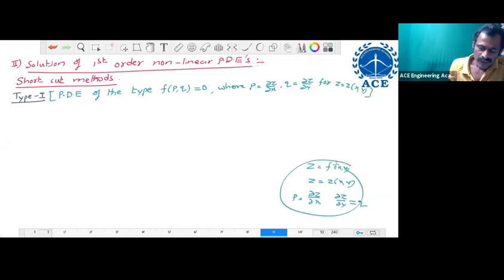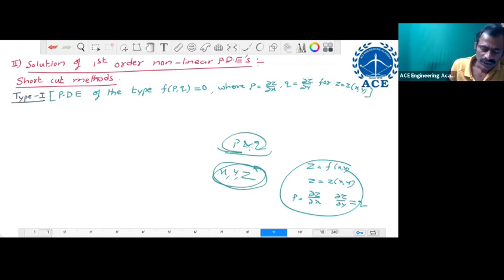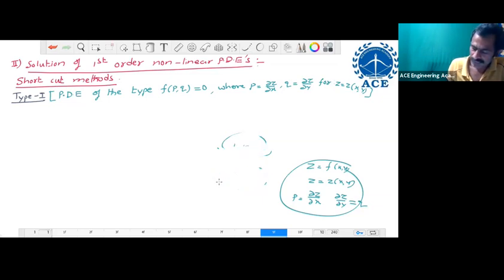Now here, the first type is the partial differential equation of the type f of p comma q equal to 0. That is, the partial differential equation contains only p and q, no x, no y, no z. The differential equation will be free from the three variables x, y, z. This is the first type of equation. For this type, we discussed the method of finding the solution. All these are shortcut methods only.